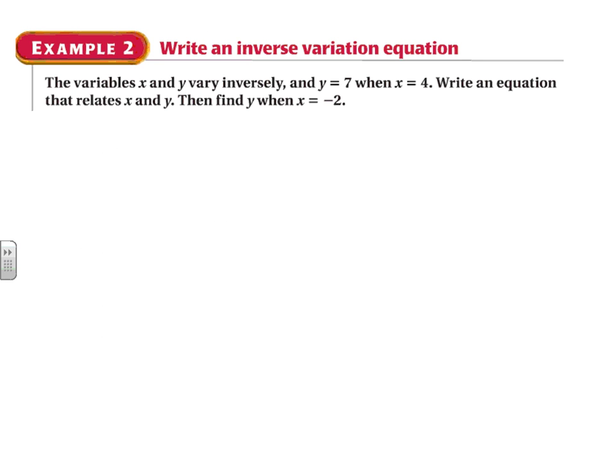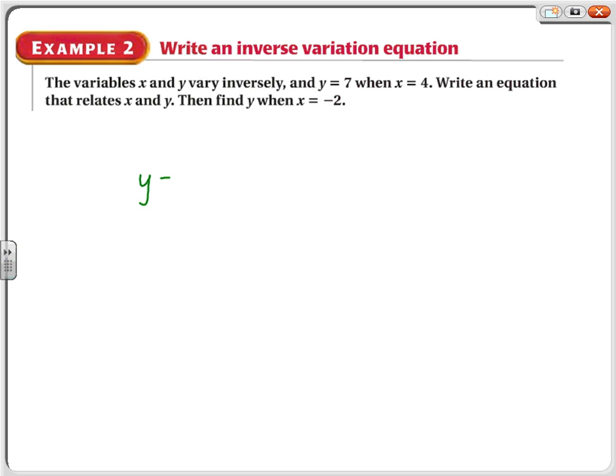Here we have one. We're going to write an equation for inverse variation. It tells me that the variables x and y vary inversely. If they vary inversely, I know I'm going to start at y equals a, and if it's inversely, I divide by x. Then they give me some more information. They tell me that y is 7, and I still don't know a, when x is 4. But knowing this information, I can solve for a. So I'm going to multiply both sides by 4.